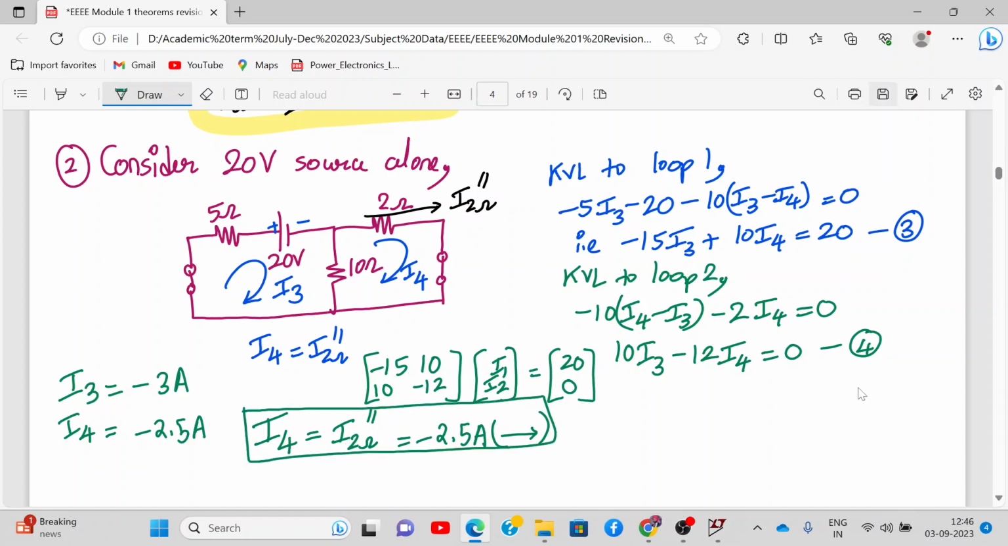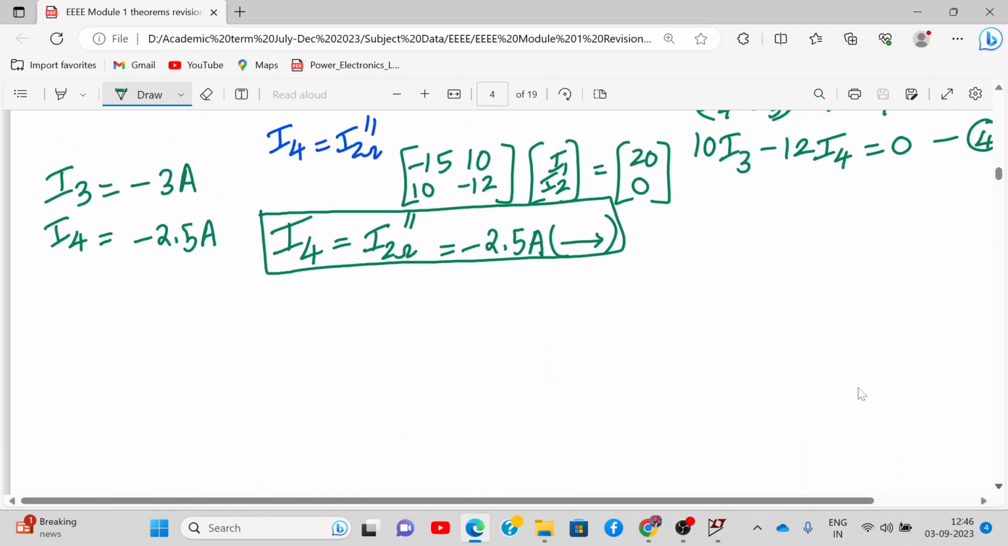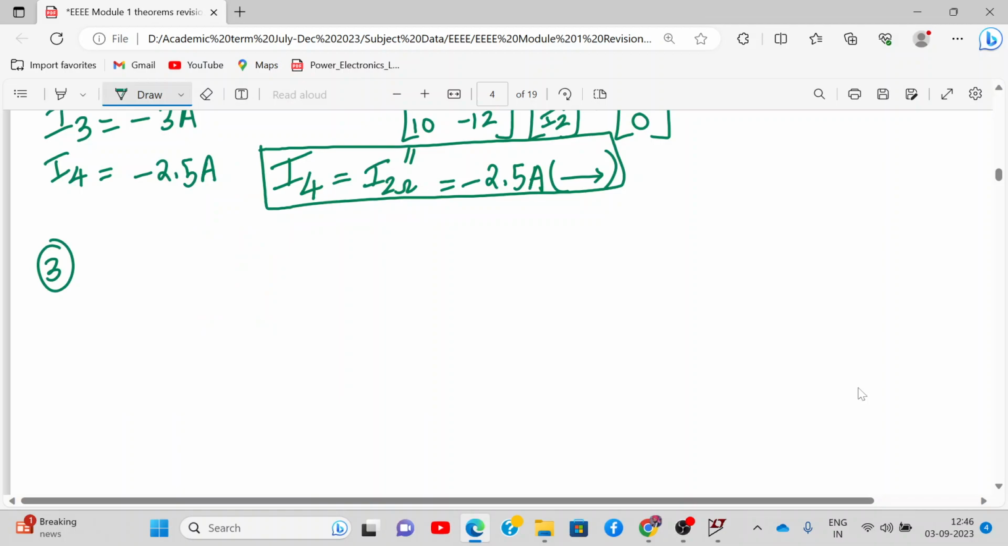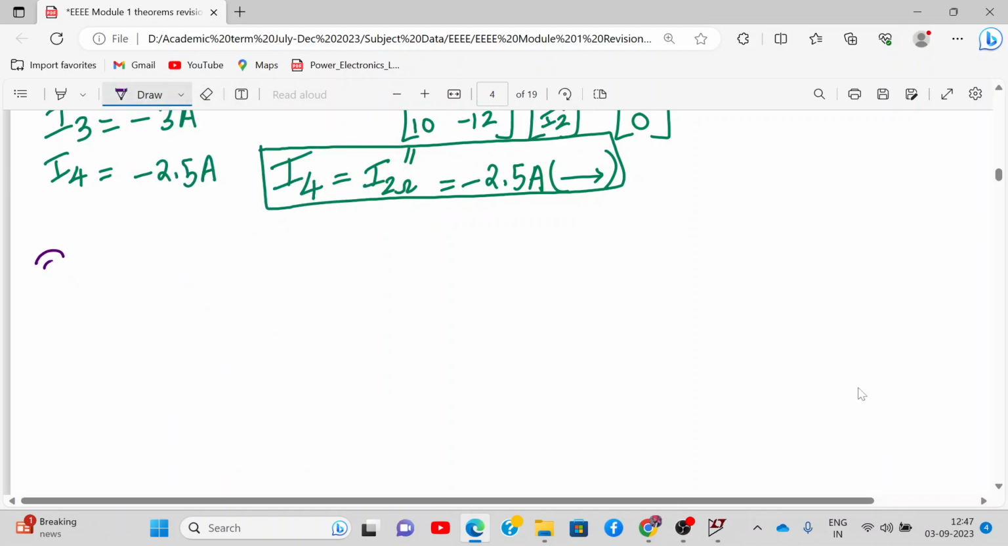So we got this answer also. Everyone has reached up till here? Yes, sir. Okay. Now we go to the next one, point number 3. Consider what is left: the 10 volt voltage source, right? The 10 volt source alone.